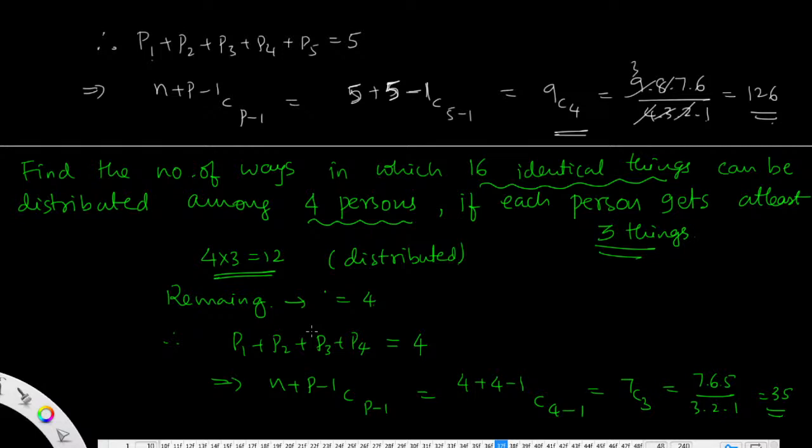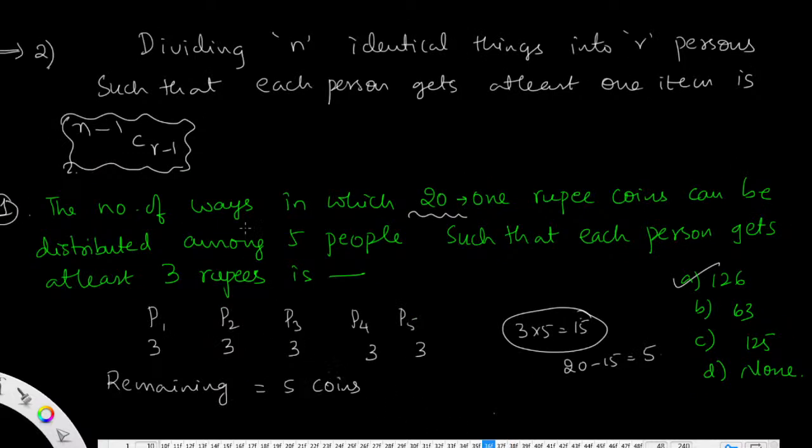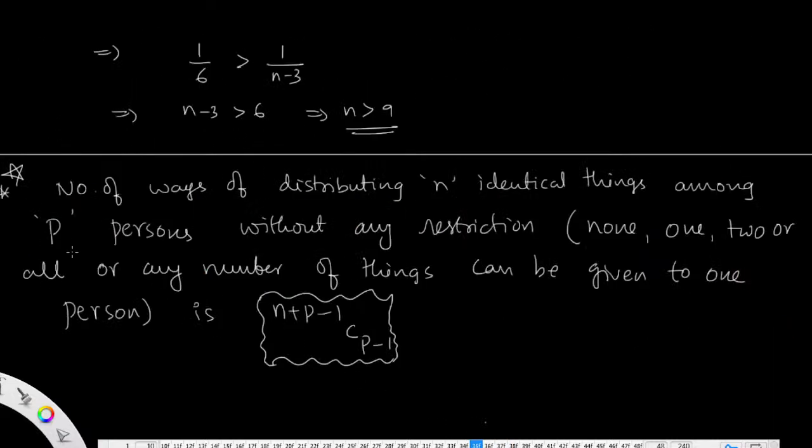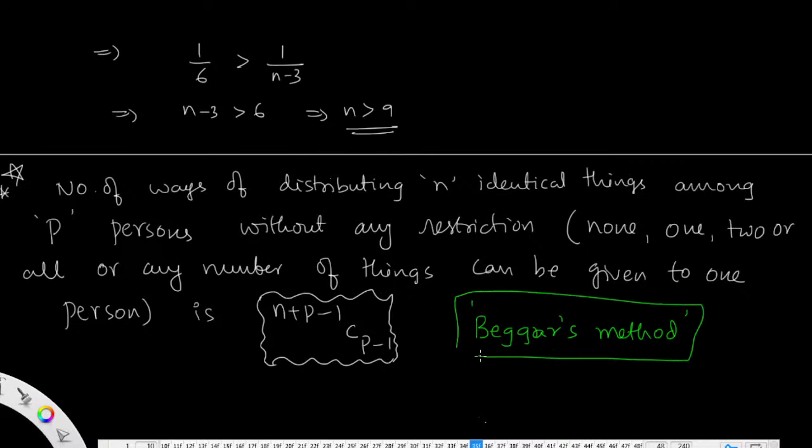This concept question they will give one question. You have a textbook also, so many questions are there, but the concept is this. This process is called, Nana, the beggar's method. For our convenience, we name it the beggar's method. Every beggar can be given at least 1 or 2 or any number of things. So this method is called beggar's method. The formula is n plus p minus 1 C p minus 1.